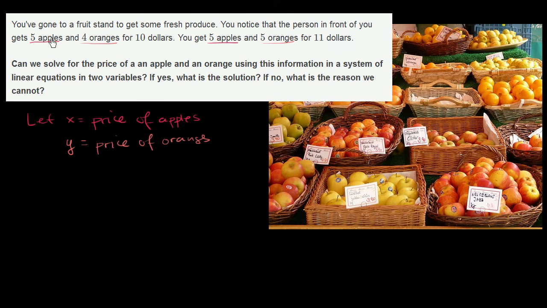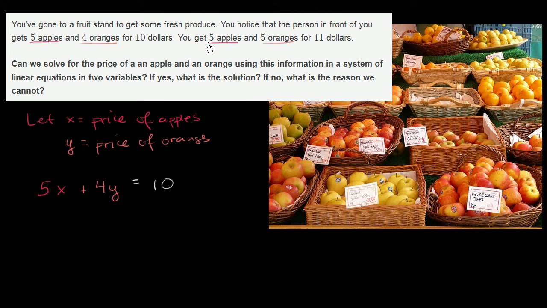They bought 5 apples. So how much did they spend on apples? Well, they bought 5 apples times X dollars per apple, so they spent $5X on their 5 apples. And they bought 4 oranges times Y dollars per orange, so they spent 4Y on oranges. So the total amount that they spent is 5X plus 4Y. And they tell us that this is equal to $10.